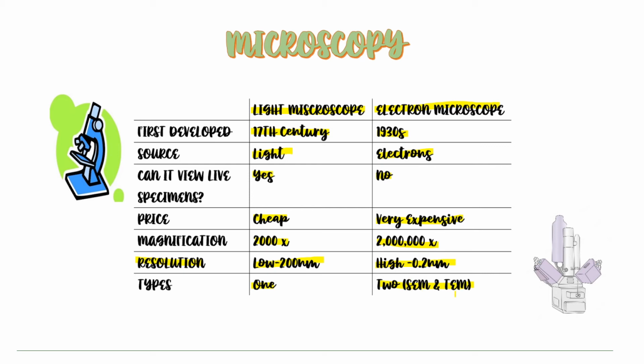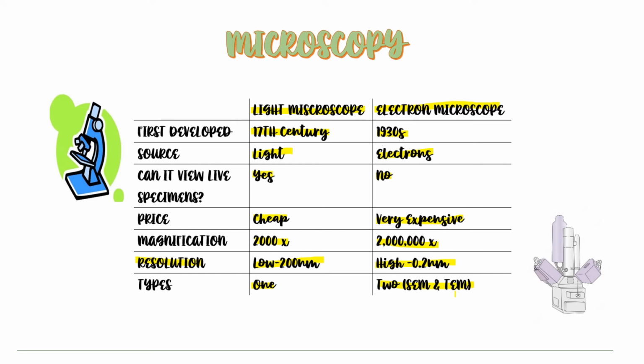So TEM, which is transmission electron microscope, is used to study the internal cell structures. The electron microscope has revolutionized the study of cells and its organelles, but it cannot be used to study life processes because the specimen must be held in a vacuum chamber. That is, all the air must be removed. To study life processes, for example, to observe movement of amoeba, a light microscope can be much better than the electron microscope.